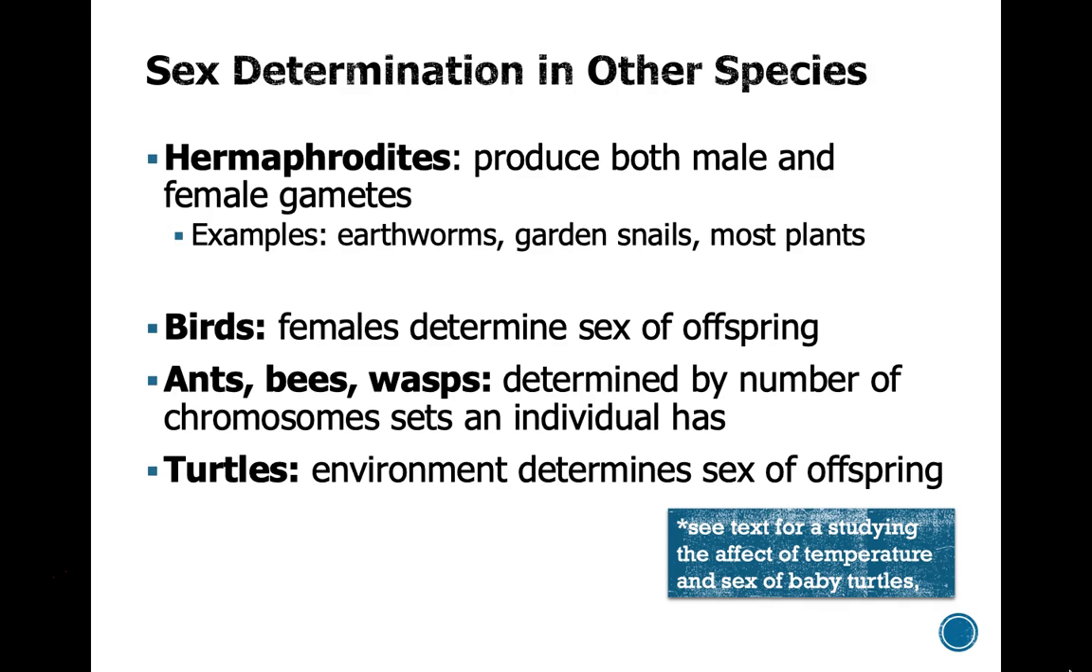the definition of a hermaphrodite is an individual that is able to produce both male and female gametes. And so sometimes people think that humans can do this. Humans cannot do that. If you're interested in some of these other sex determining methods, you can look them up in the book, but I'm not going to go over them now in the video.